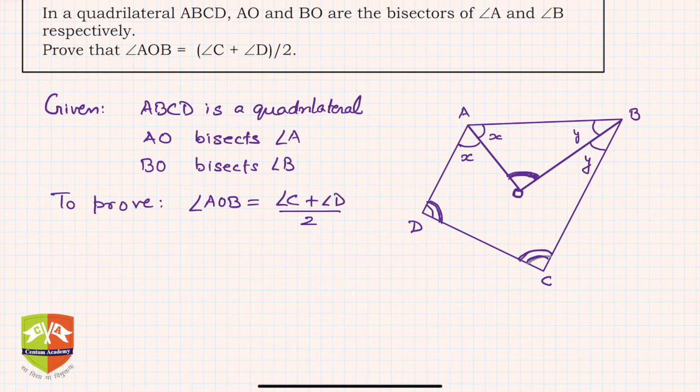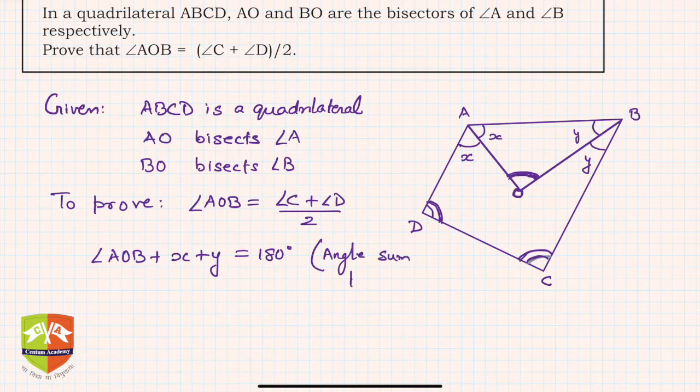So what is angle AOB, guys? What do we know about AOB? Let's write that first. So AOB plus X plus Y is equal to 180 degrees, isn't it? Why? Because this is the angle sum property of a triangle. Now, what do we know? Since you know, you will proceed with this one step at a time. AOB is there in my first equation. Now we need to just find out X and Y in terms of the desired result, that is C and D. What is X?